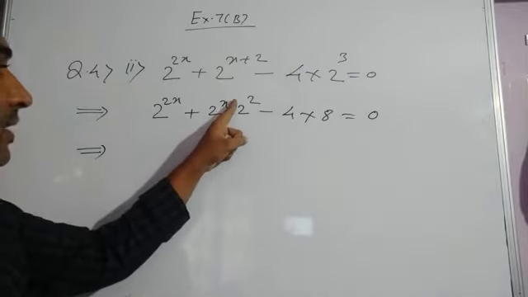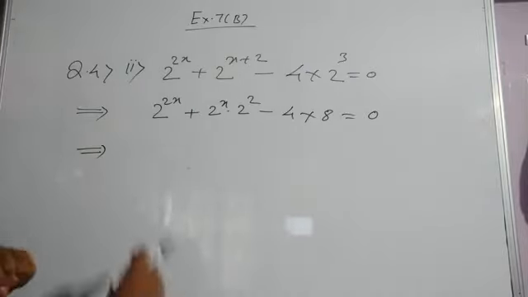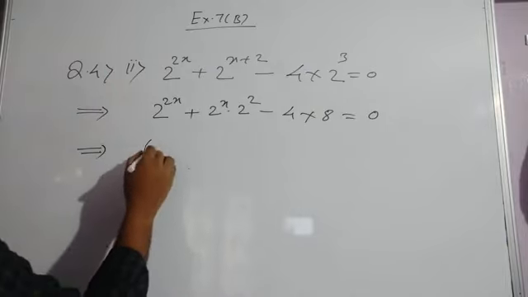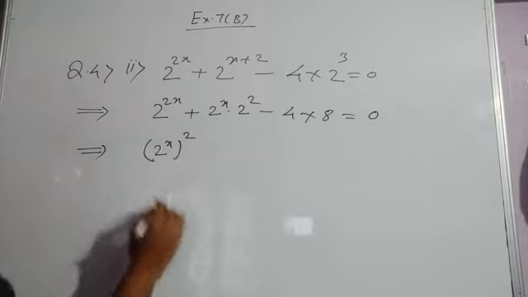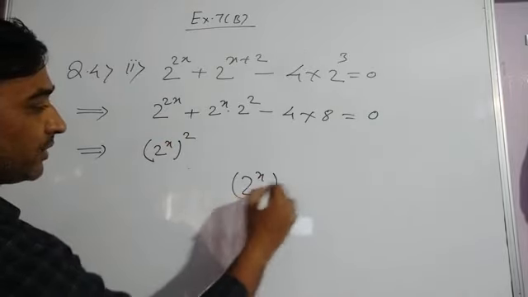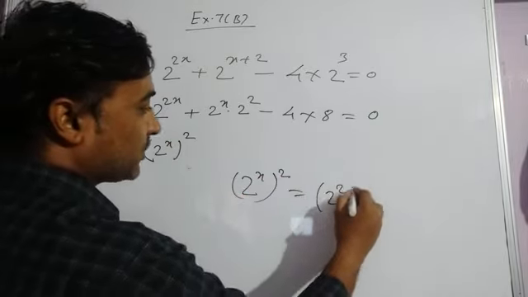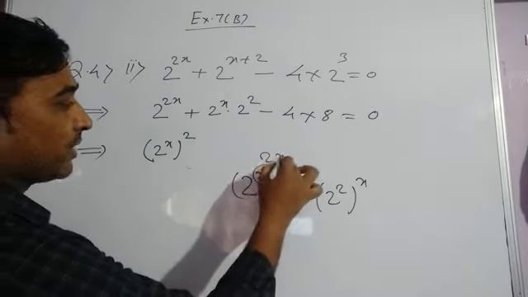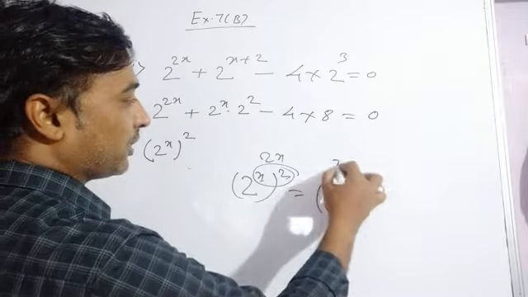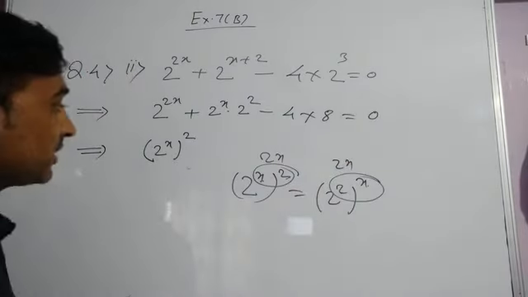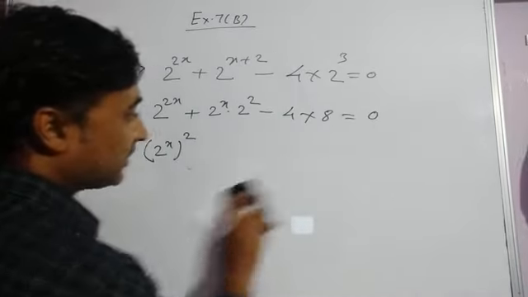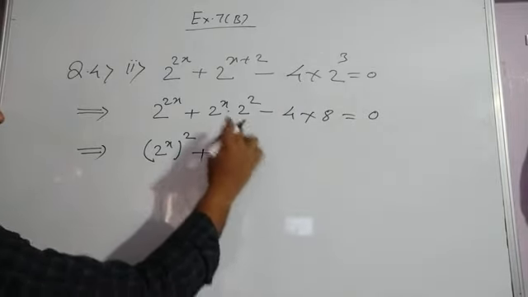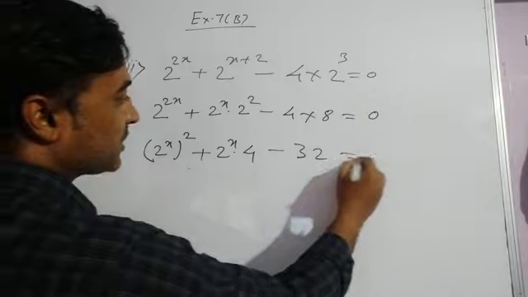Now the thought process will be: this is 2 raised to x. Is it possible to write this in terms of 2 raised to x? Yes, I can. This 2 raised to 2x will be 2 raised to x, whole raised to 2. See, 2 raised to x raised to 2 is the same as 2 raised to 2 into x, so it will be 2x. So what I am trying to do is express this in terms of 2 raised to x, plus 2 raised to x into 4 minus 32 is equal to 0.